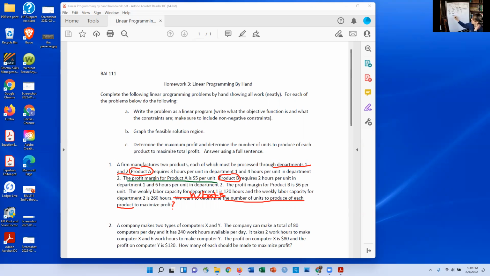Okay, so over here, I'm going to say profit. That's the next thing in this word problem that I happen to hit. And it says $5 per unit.